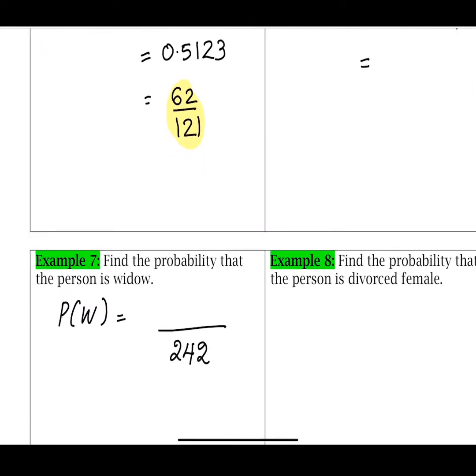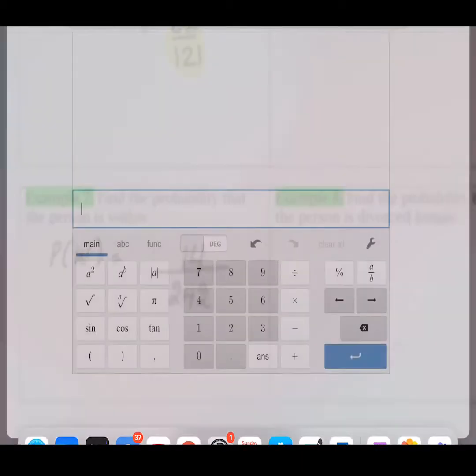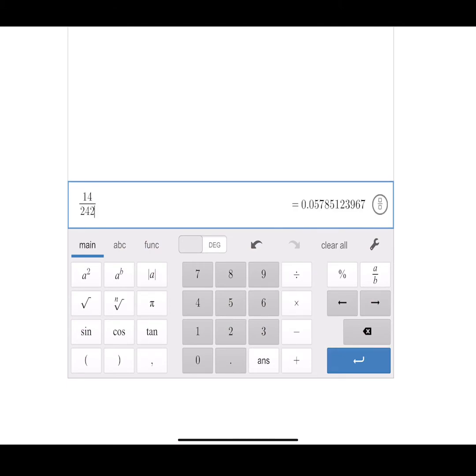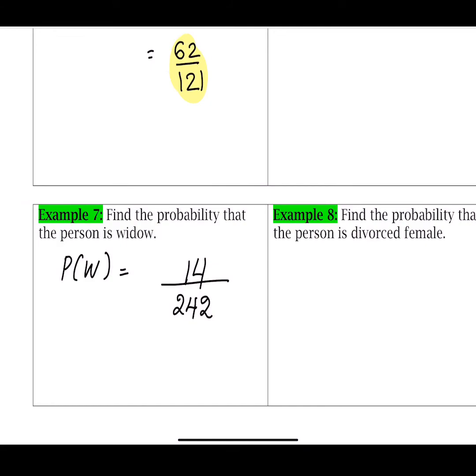So scrolling back down, 14. Again, you go to your Desmos, 14 divided by 242. That's the decimal. Click on this. That's the fraction, 7 over 121. Okay? All right, the next one.